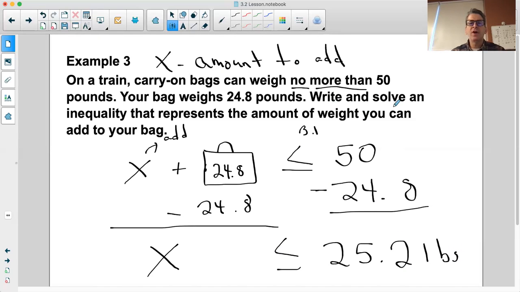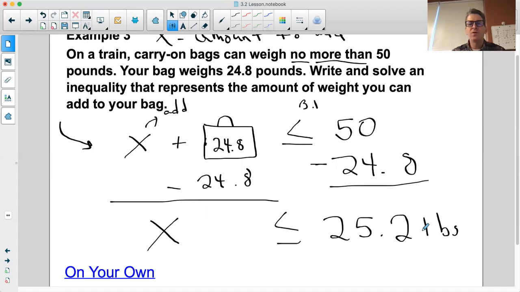So it says, write and solve an inequality that represents the amount of weight you can add to your bag. Now, some of you are just going to come up with the answer and say it in your own words, but you're going to want to be able to do this inequality. You're going to want to be able to write the inequality x plus 24.8 less than or equal to 50. In that case, your answer is your bag could add less than or equal to 25.2 pounds.